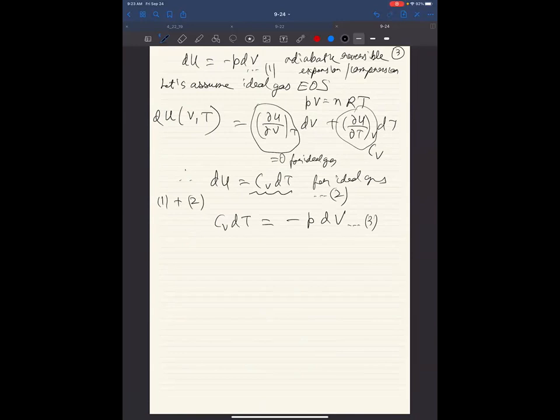So let's substitute for P, right? Let's substitute nRT by V. Why should we do that? Because the left-hand side has dT, the right-hand side has dV. And if you're solving these equations, why do you want pressure? You want to have temperature and volume on each side, right? So you can do the integration. So CV dT is equal to minus nRT dV by V. And this T can be taken to the left side. CV dT by T is equal to minus nR dV by V.